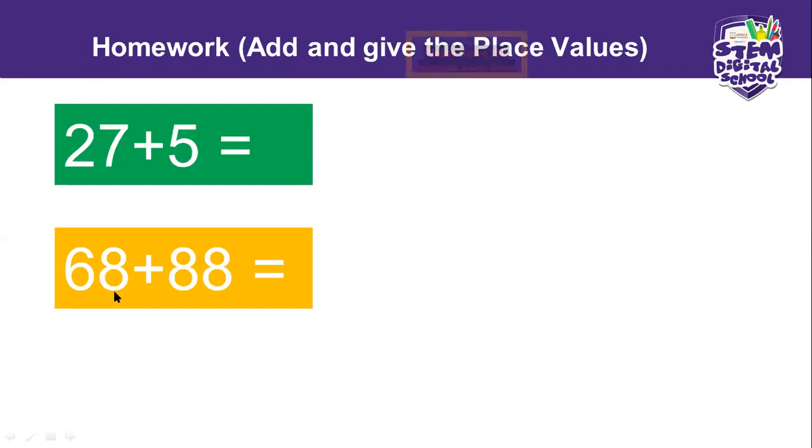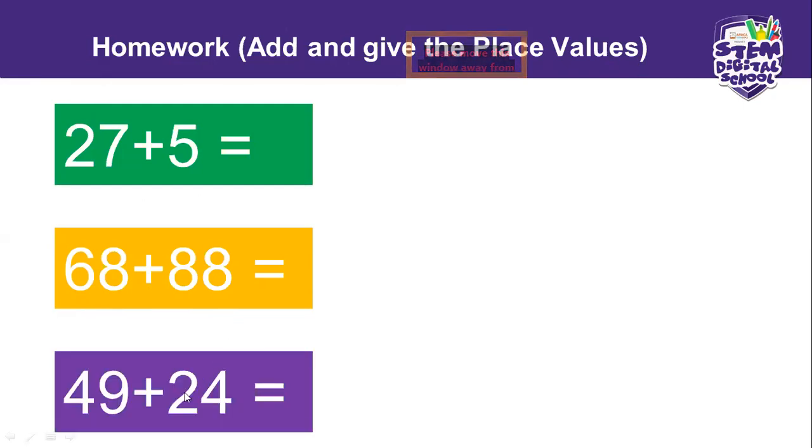And then the second one, I want you to add 68 plus 88. You'll give me an answer there. And you'll also give me a place value. You'll tell me what is the place value of 6, what is the place value of 8, what is the place value of this 8 in this number 88, and what is the place value of the last 8.